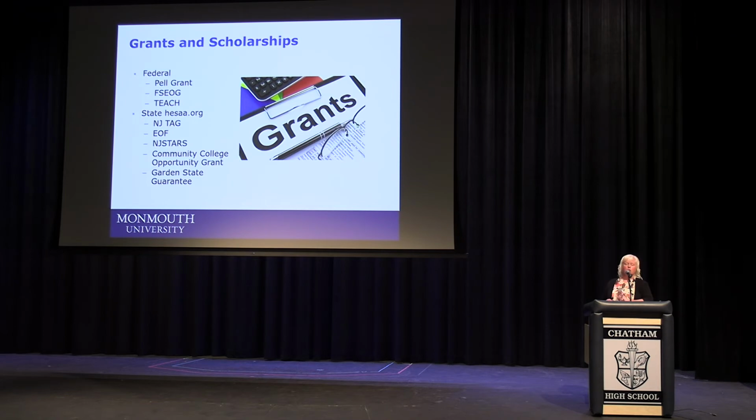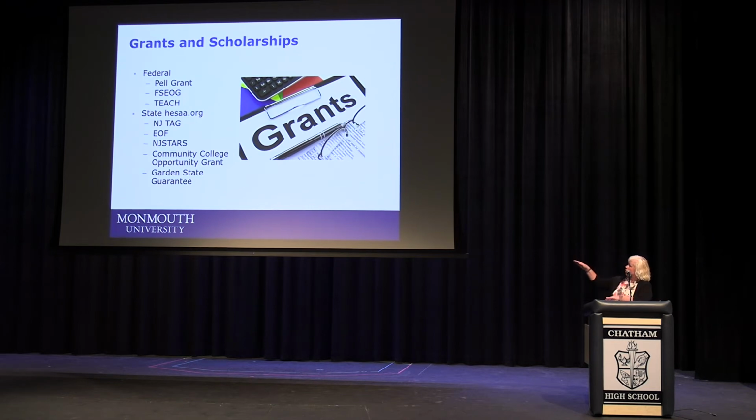EOF is called the Educational Opportunity Fund. It's a program for students both academically and financially disadvantaged. NJ STARS is for students in the top 15% of their class to attend their local community college and have tuition and required fees paid for. You must complete that portion, so you must be an NJ STARS 1 student. If you successfully complete NJ STARS 1, you can move on to NJ STARS 2 and attend any of the four-year institutions in New Jersey and receive up to a $2,500 scholarship. So that's more of a merit-based program from the state of New Jersey.